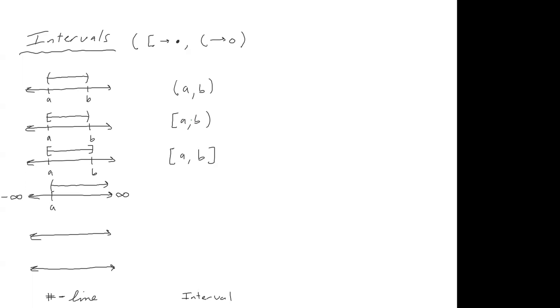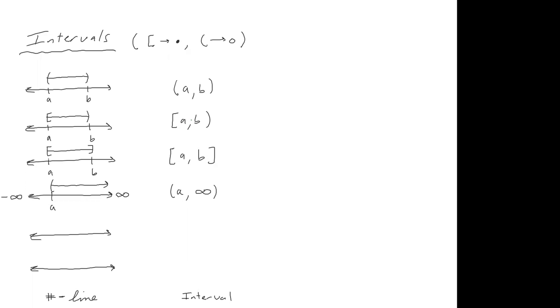So the way I write this one is I put a parenthesis for A on the left, and then I'm going to go all the way to infinity. But infinity is not a number, guys. It's a concept. It just means keep going. So whenever I have an infinity, I always put a parenthesis with it. I can't put a bracket on infinity because it's not an actual number I can include. It's just a concept that says keep going to the right.